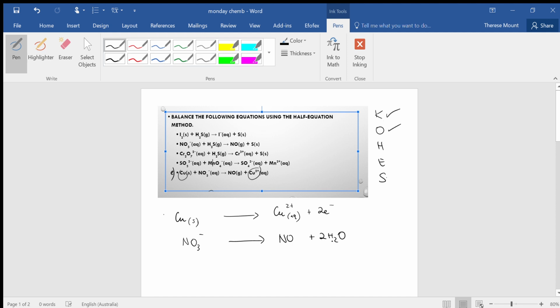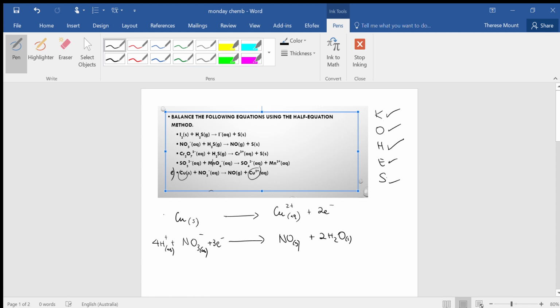Hydrogens, I've got 4 hydrogens on this side, so I'm going to have to add 4 hydrogens to this side. Okay, so that's done. Now electrons, 4 minus 1 is plus 3, and on this side, overall charge of 0. So I'm going to have to add 3 electrons to this side to bring it down to 0, so that the charges are the same. And our last step is to add the states. So we have aqueous, aqueous, gas, liquid.